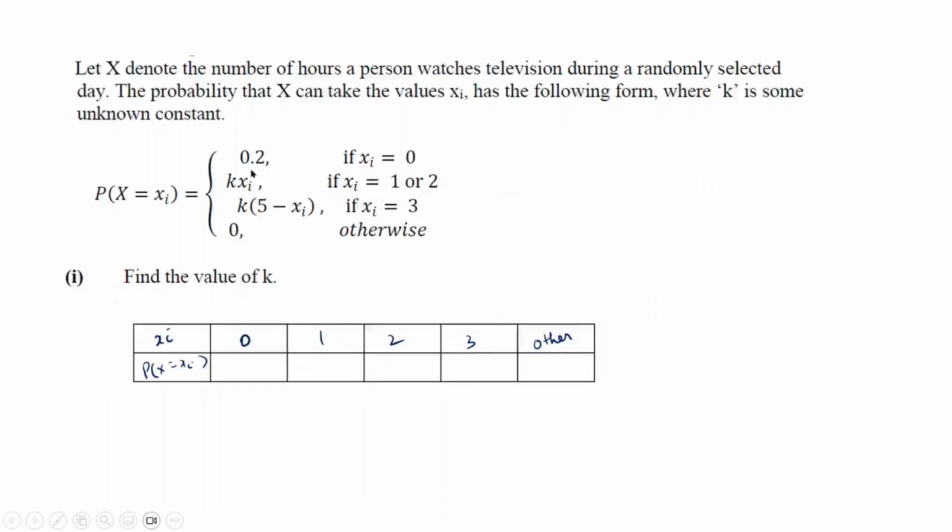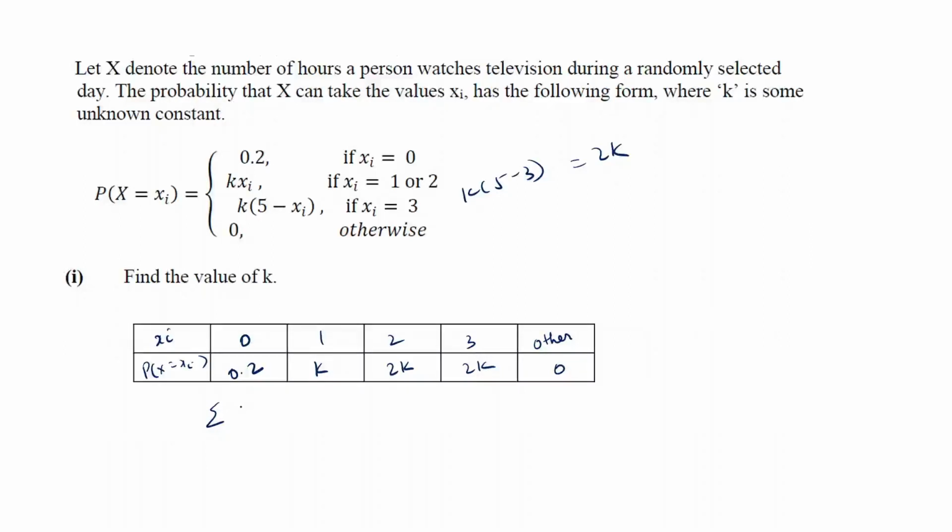When Xi is 0, probability of Xi is 0.2. When Xi is 1, it is K into Xi, so it is K. Then when Xi is 2, it is K into Xi, so it is 2K. Then when Xi is 3, it is K into (5 minus Xi), so K into (5 minus 3), which is 2, so it is again 2K. For other values of Xi, it is 0. And now we know that if X is a random variable, then the sum of all these probabilities is equal to 1.